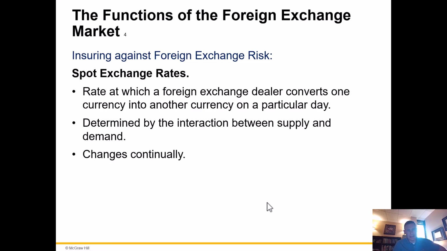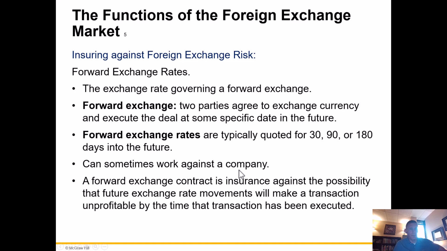So spot exchange rates, think of this as the rate at which a foreign exchange dealer converts one currency into another currency on a particular day. It's determined by the interaction between supply and demand, and of course, as the name sort of implies, it changes continually. As for forward exchange rates, this is the exchange rate governing a forward exchange.